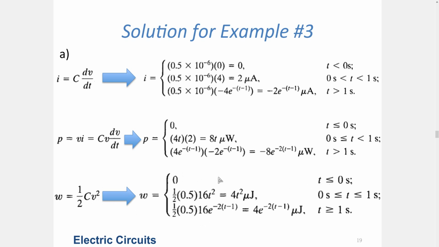For the first interval, we have 0, because the power is 0. So if you take the interval, it's 0. Or if you do the math here, the voltage was 0, and when the voltage is 0, the energy is also 0.